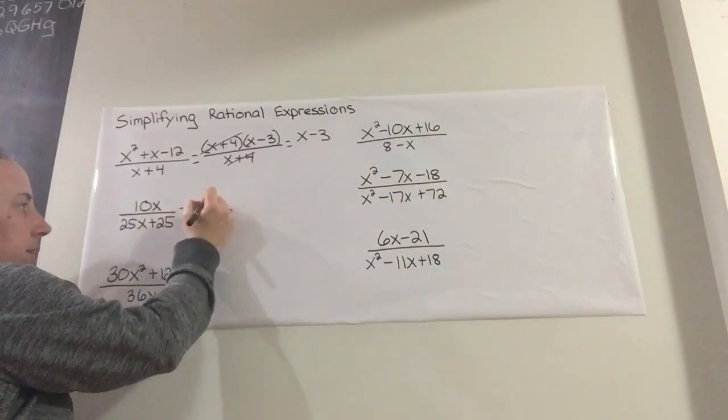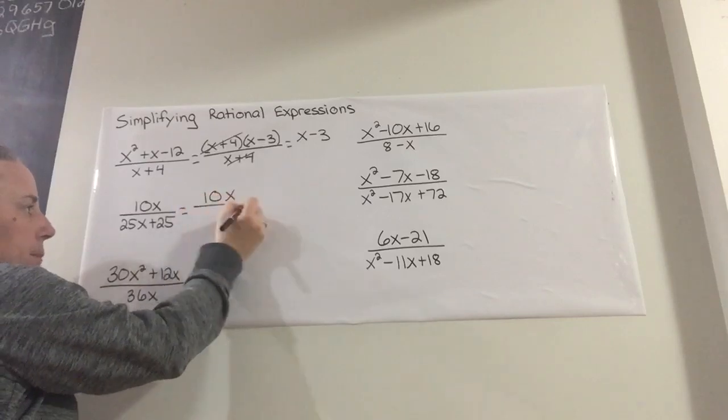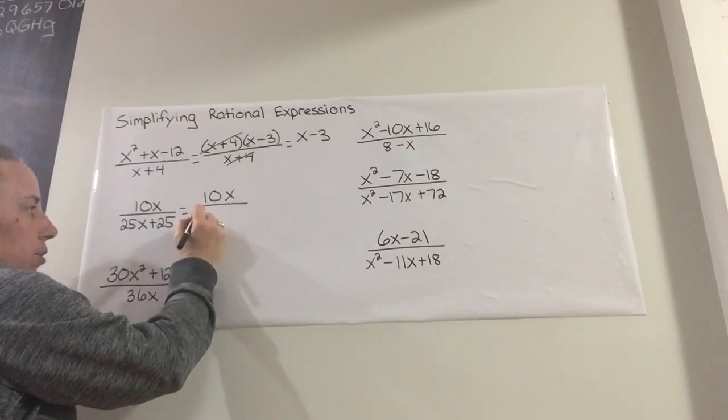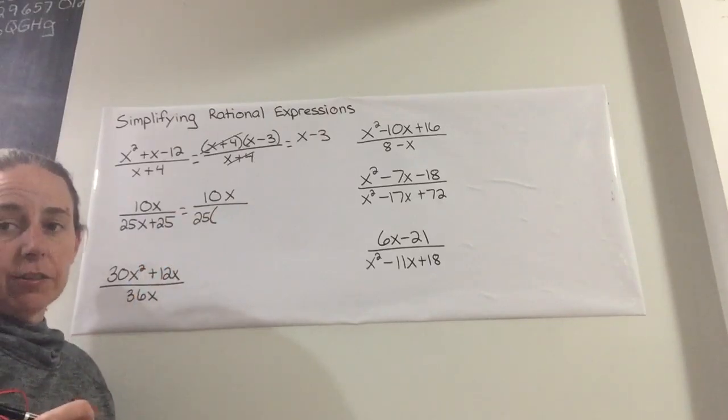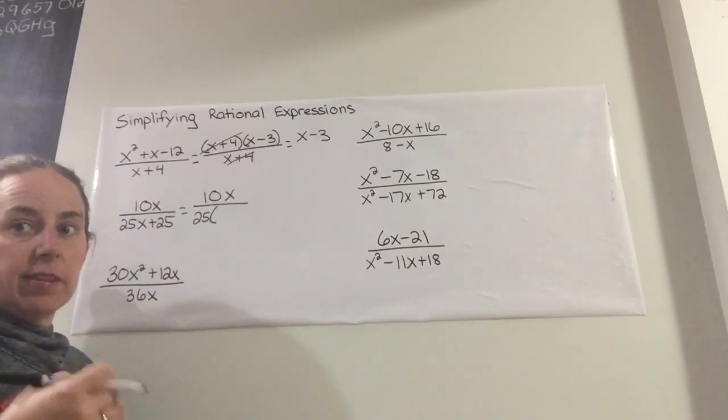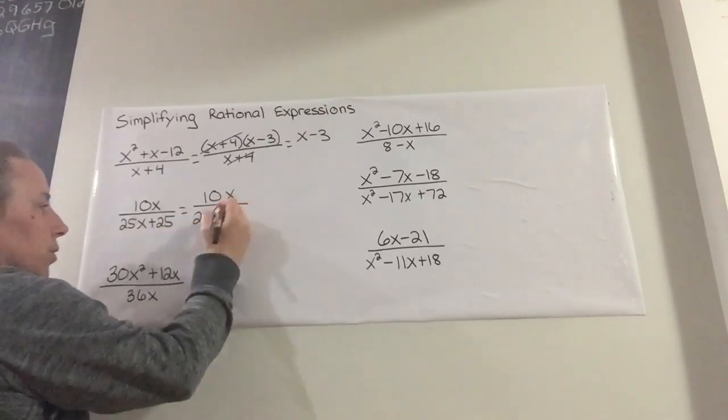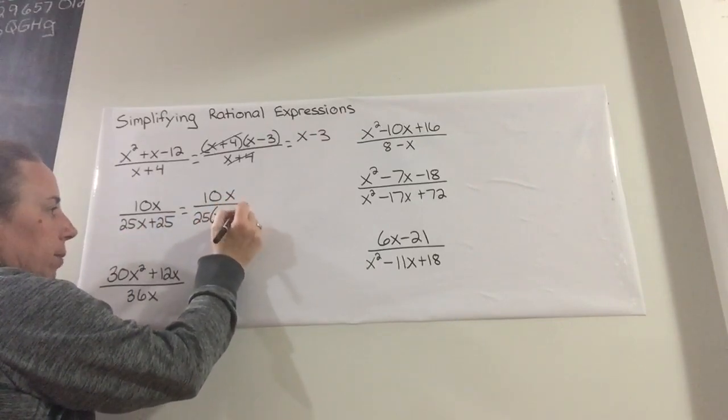Now we're going to go to this one. I can't do anything to the top, but on the bottom I can factor out a 25, because remember, the first rule of factoring is to take out the GCF. So that's what we're doing. So we get x plus 1.